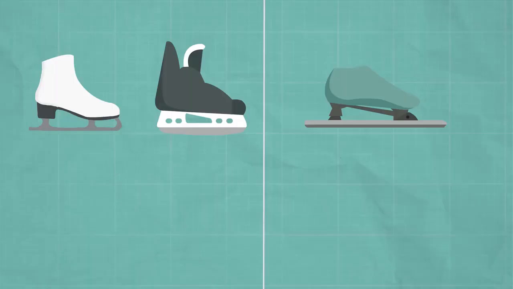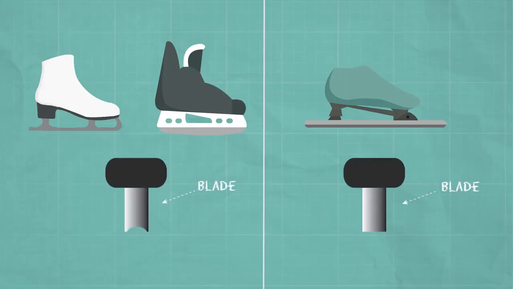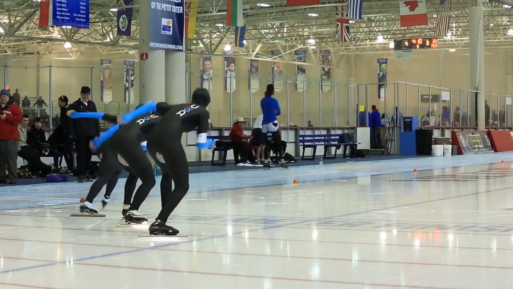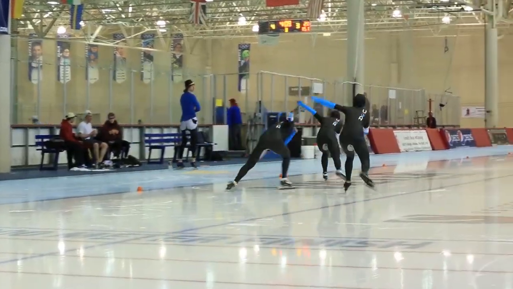So if we want grip for a hockey blade, we don't want it for a speed skate, right? Which might explain why speed skaters are always falling. This was counterintuitive to me, but the bottom of a speed skate isn't pointy. It's actually a flat, sharp 90-degree angle. To see speed skaters in action, let's go to the Pettit National Ice Center in Milwaukee and check out the U.S. Junior Long Track Championships.